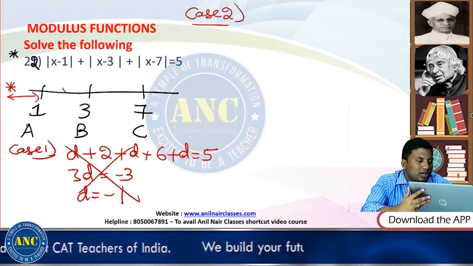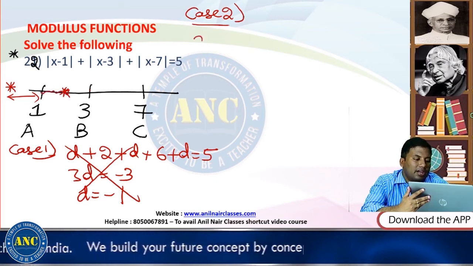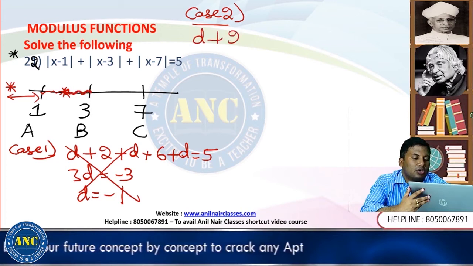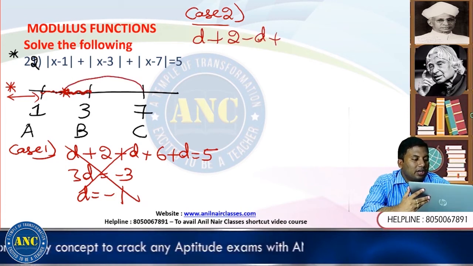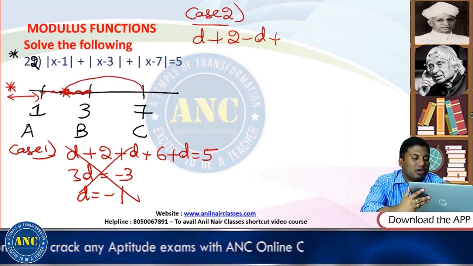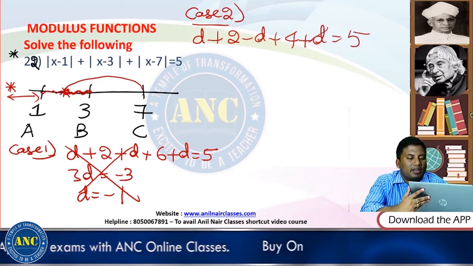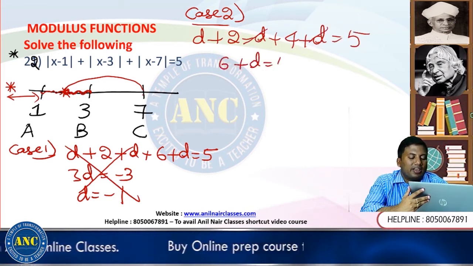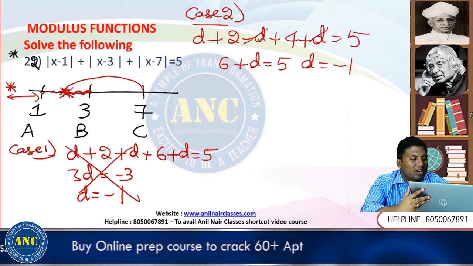Case 2. Take this value. From here to here D. From here to here it is 2 minus D. From here, 3 to 7 is 4. 4 plus D equivalent to 5. Cancel. 6 plus D equivalent to 5. D negative, not possible. Between 1 and 3 it is not possible.